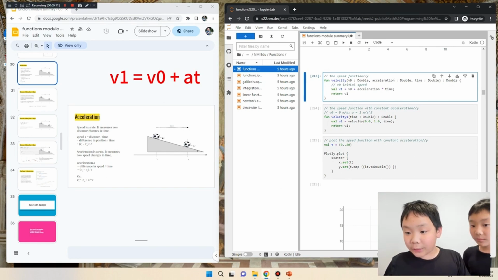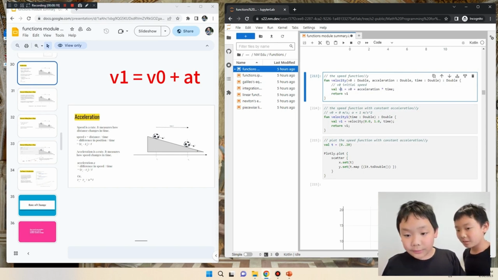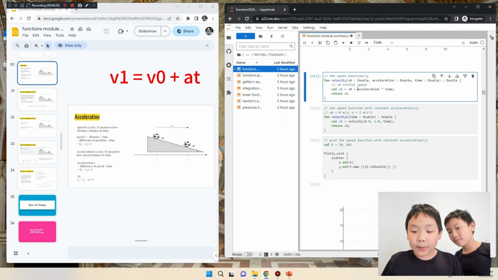It is the acceleration and the time. This function basically is the start. It is telling you that v1, which is the new velocity, is equal to the starting velocity plus the acceleration times the time.